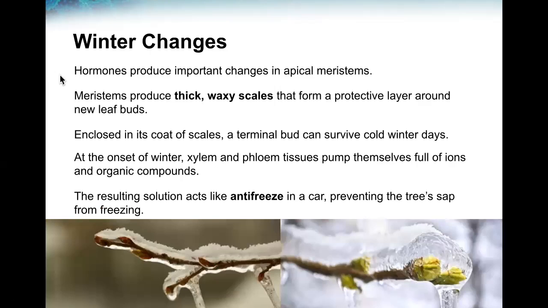Hormones produce important changes in apical meristems. Meristems produce thick, waxy scales that form a protective layer around new leaf buds. Enclosed in its coat of scales, a terminal bud can survive cold winter days. At the onset of winter, xylem and phloem tissues pump themselves full of ions and organic compounds. The resulting solution acts like antifreeze in a car, preventing the tree's sap from freezing.